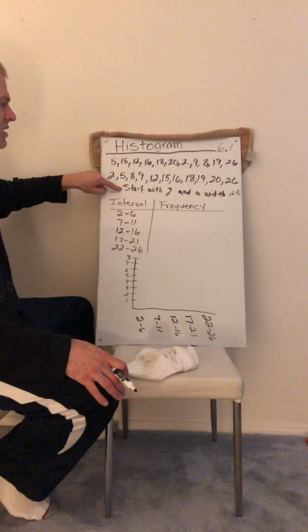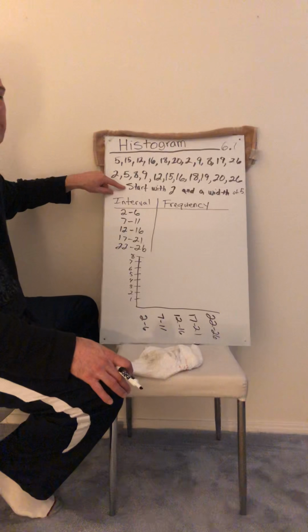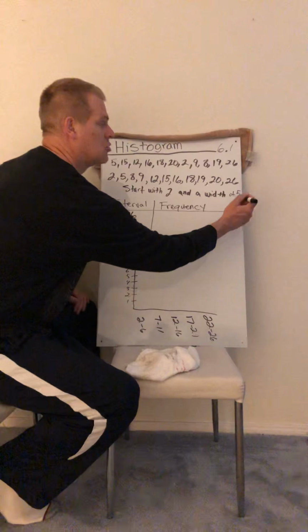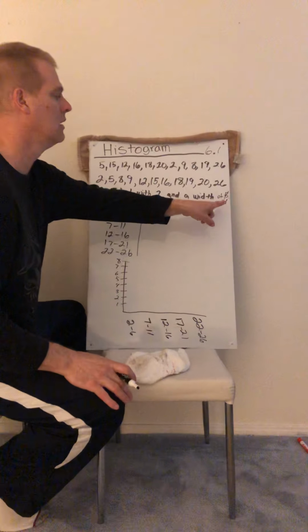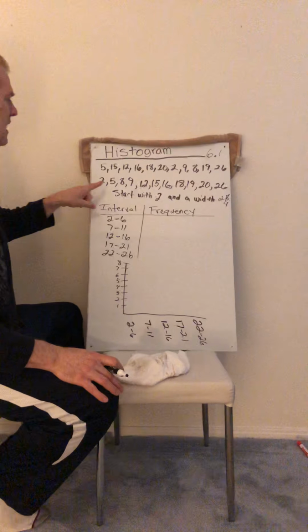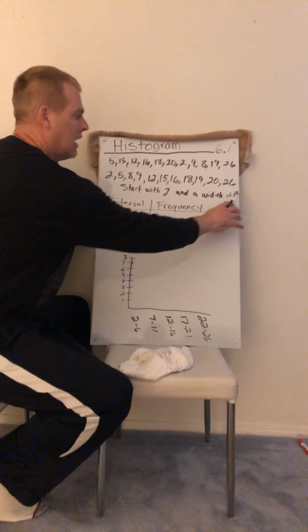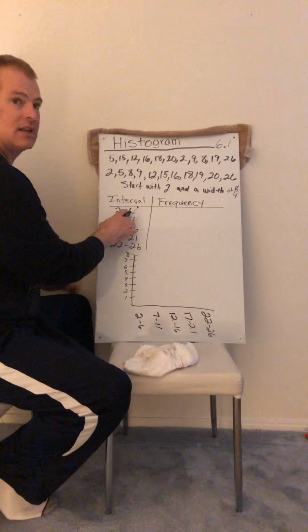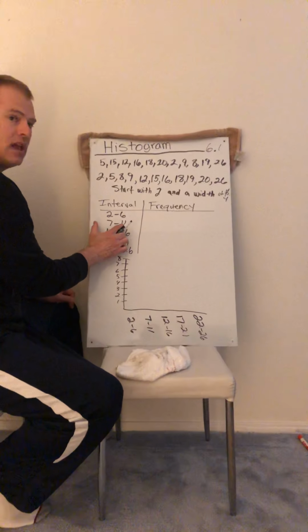Our directions say to start with 2 with a width of 5. The first step is to take that 5, subtract 1 from it, and make it a 4. That 4 is what we're taking and adding to the first number, which is 2. So if I take 4 and add it to 2, I get 6. The next number again is 7. Add 4, I get 11.